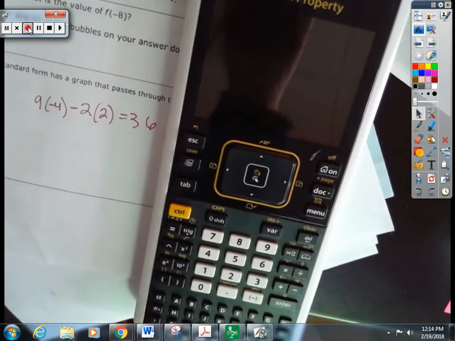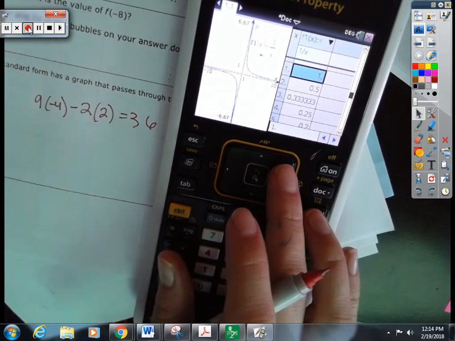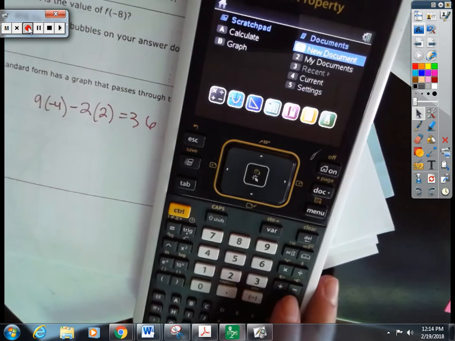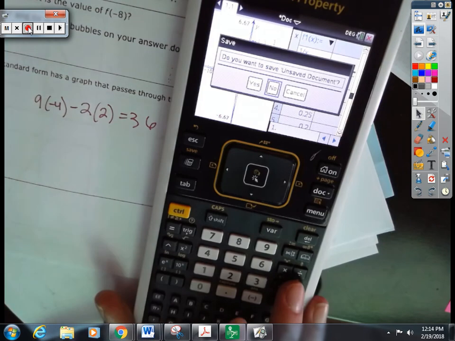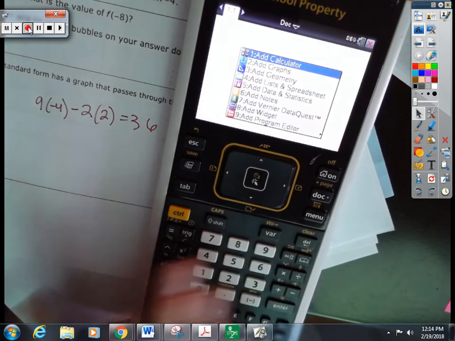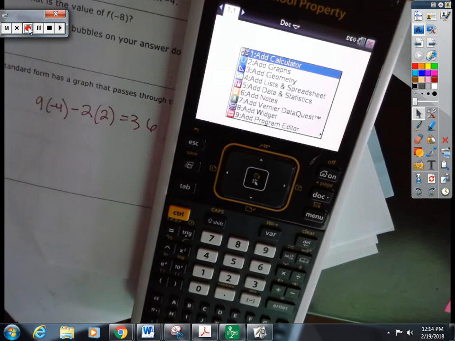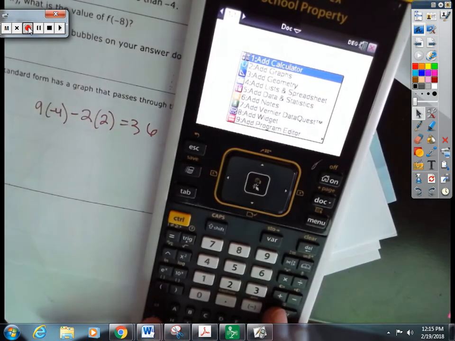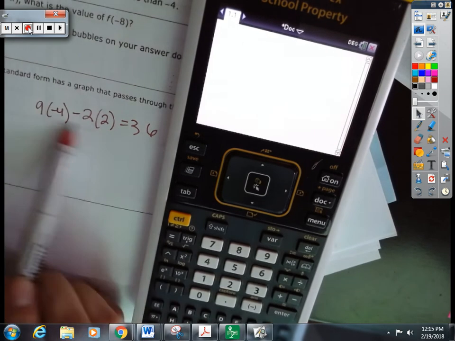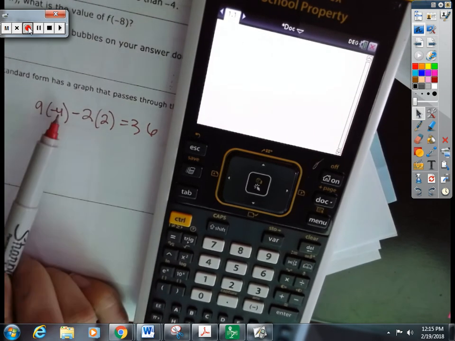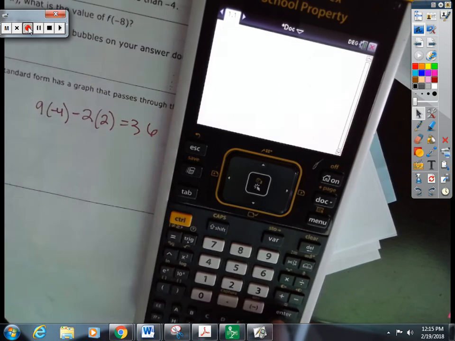So I go to new document. I do not want to save. And I'm going to add calculator. That's the first one, number 1, calculator. So I'm going to type this in the calculator. I'm going to start with 9. Do that with me. 9.